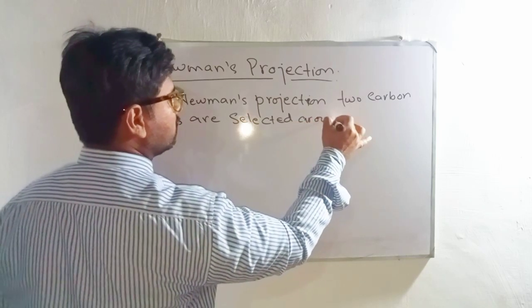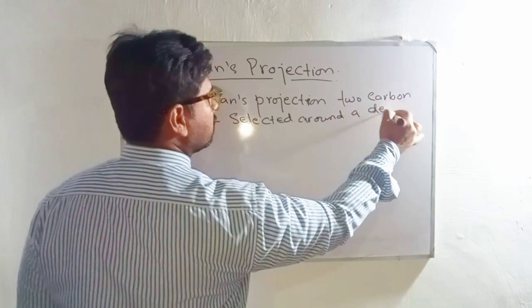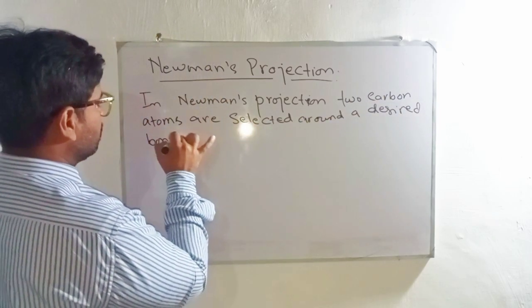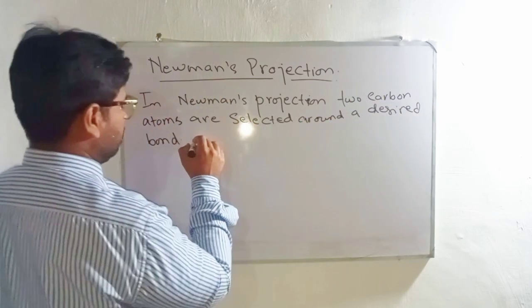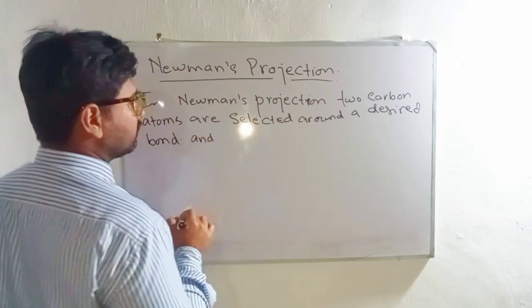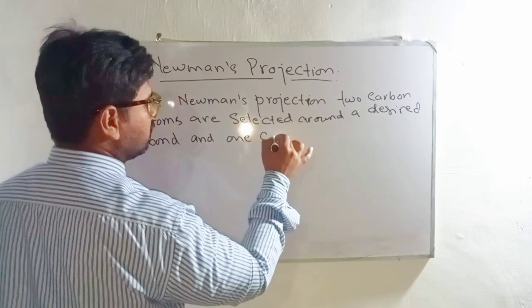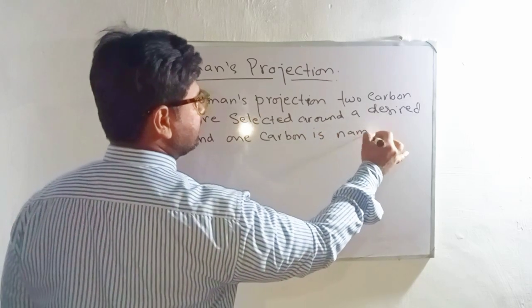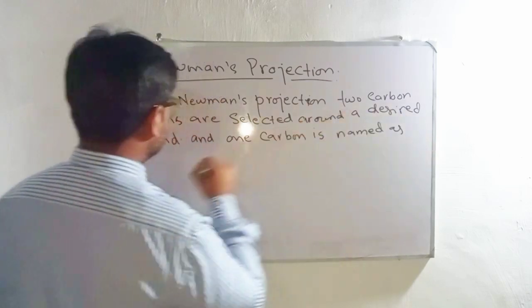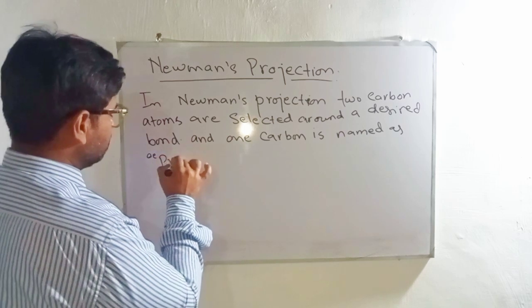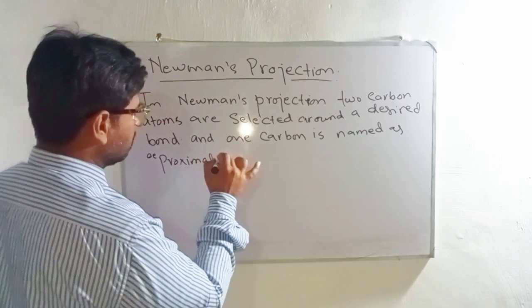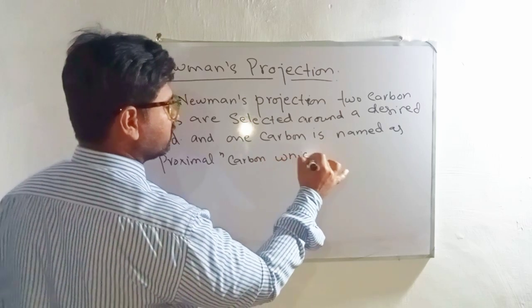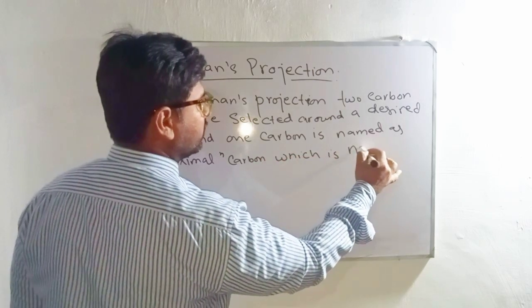Around a desired bond, one carbon is named as proximal carbon, which is nearer to the reader.